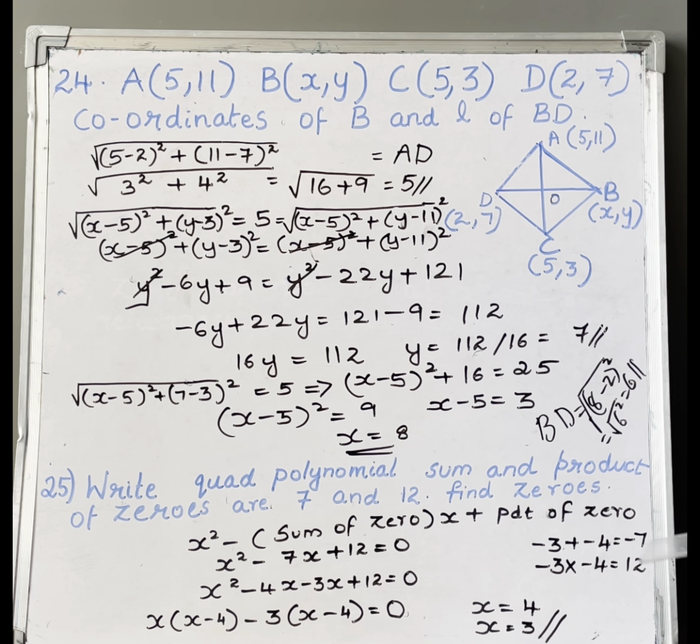So, we can split the middle term. We will get minus 3 plus minus 4 is minus 7, and minus 3 into minus 4 is plus 12. So, when we split the middle term, we get x is equal to 4 and x is equal to 3. So, 4 and 3 are the zeros of the quadratic polynomial x square minus 7x plus 12 equal to 0.